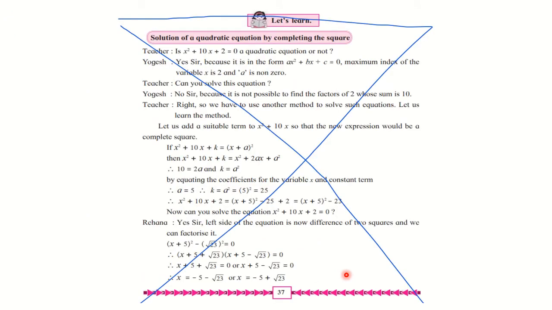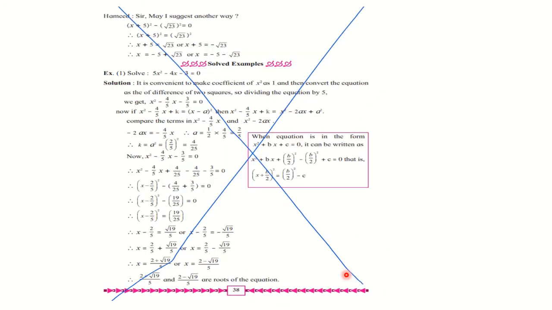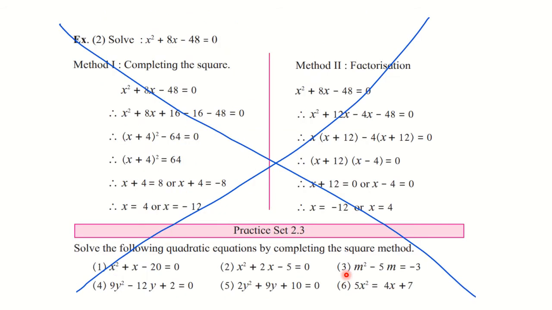Then next, solution of quadratic equation by completing the square method, which was a little bit difficult. It is removed. Please take a note of that. Page number 37 is cancelled for this particular year. Same for the next page, number 38 also is cancelled. Then problem set 2.3 is also cancelled because it is based on the completing square method and that method only is removed.